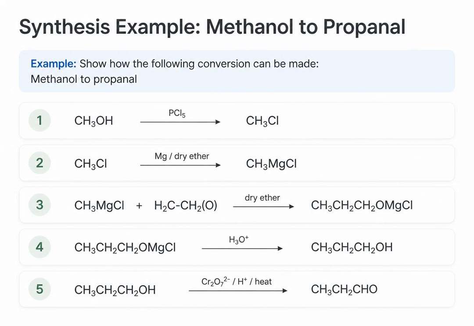Let's apply these principles to a synthesis problem, converting methanol to propanol. We need to add 2 carbons, so epoxyethane is the perfect choice. First, we convert methanol to chloromethane using phosphorus pentachloride. We then form the Grignard reagent by adding magnesium in dry ether. Reacting this with epoxyethane followed by acid hydrolysis gives us propan-1-ol. Finally, mild oxidation with acidified potassium dichromate yields our target, propanal.